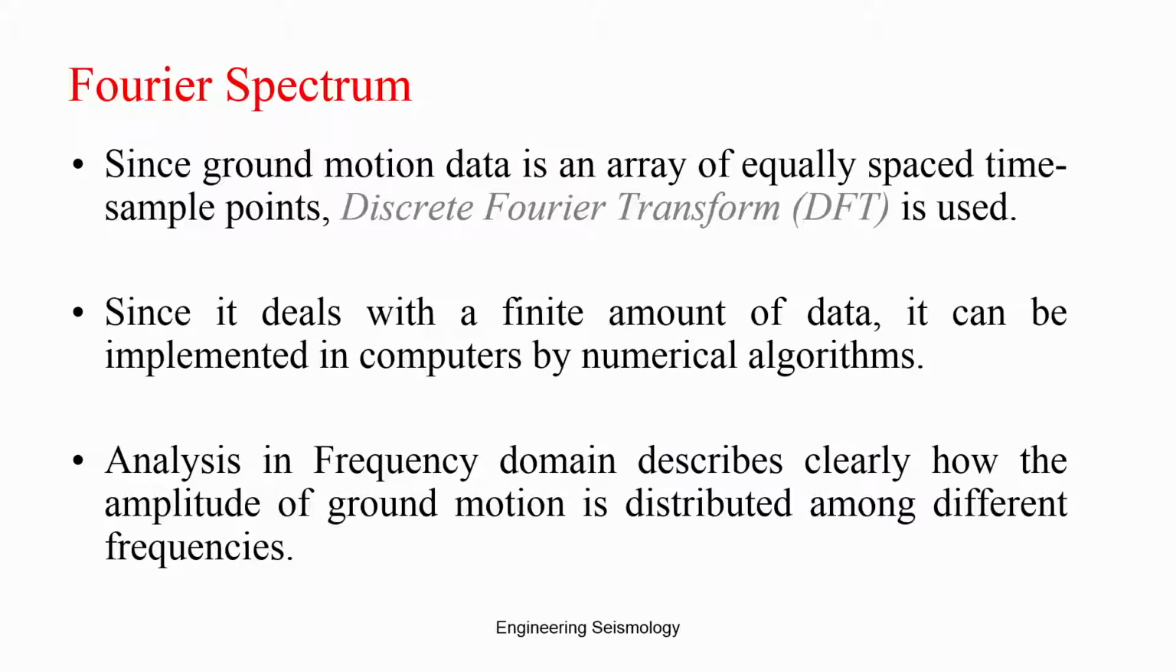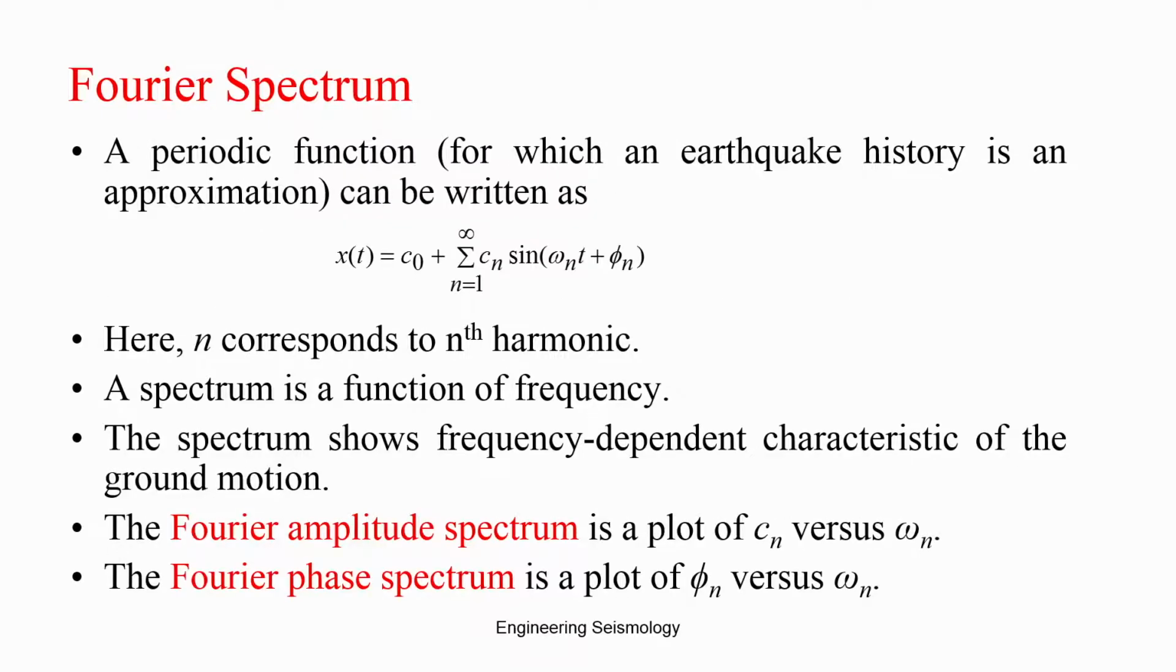The other spectrum is the Fourier spectrum. Since the ground motion data is an array with equally spaced time sample intervals, the discrete Fourier transformation is used. Since we deal with a finite amount of data, it can also be implemented in computers as a numerical algorithm. So the time history data that you get, you convert into the Fourier transformation, the FFT (fast Fourier transformation) or the DFT (discrete Fourier transformation). Once you do that, you get a spectrum called the Fourier spectrum.